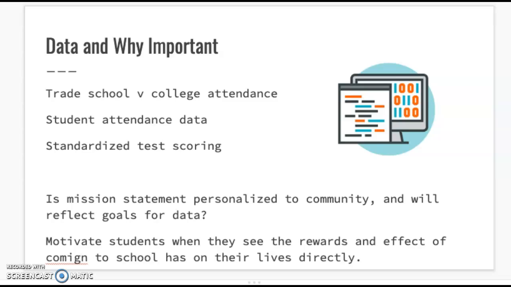Is the mission statement personalized to the community, and does it reflect the goals for the data? And does it motivate students? Can we use the data to motivate students when they see the rewards and effect of coming to school has on their lives directly?